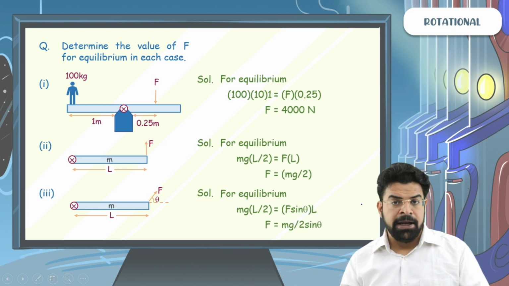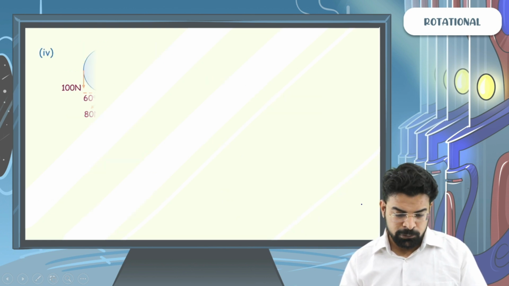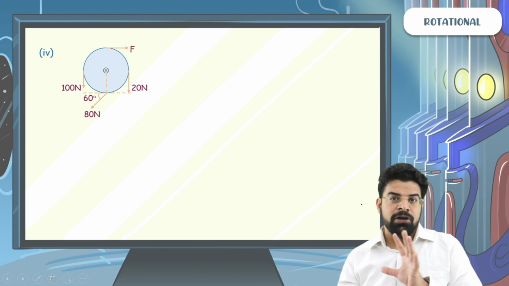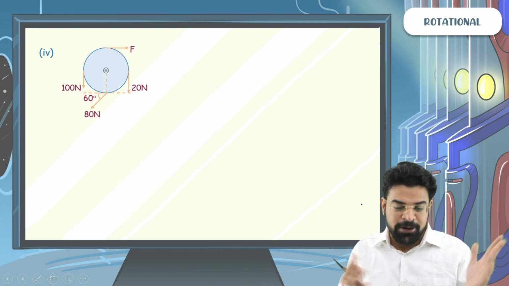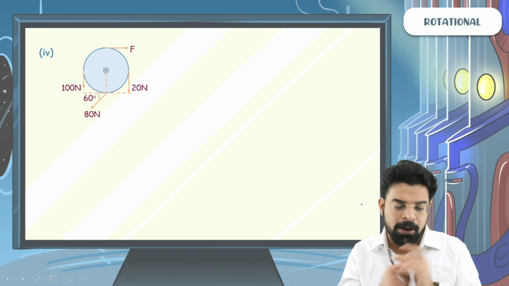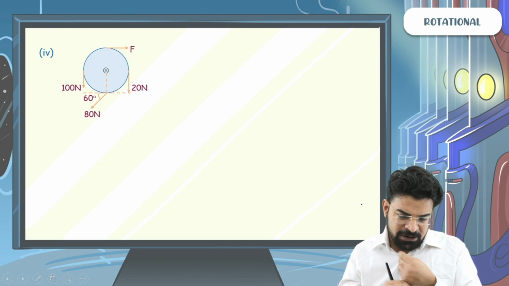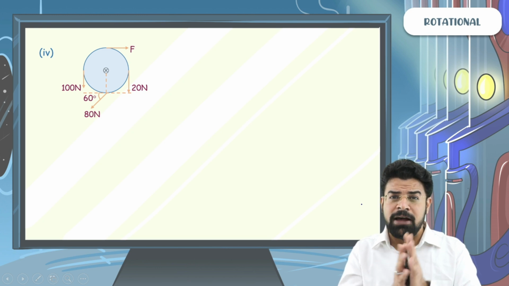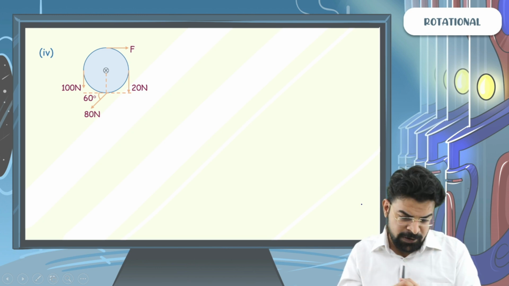Let's see the next example. Hope you are getting it. Now, here you can see there are too many forces and no rod. There is a wheel. What to do? Keep calm. First of all, the question is asking what has to be the value of F for the system to be in equilibrium.